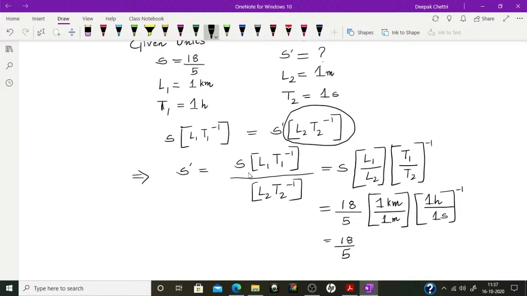Now I need to convert to the same units, right. This is kilometer, this is meter, so I have to convert this to meter. I hope you know this. 1 kilometer is 1000 meter, right. So divided by 1 meter.